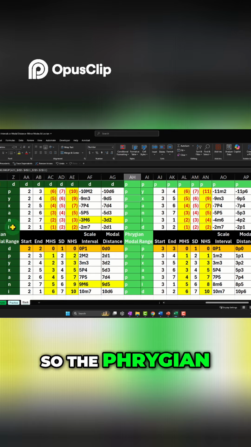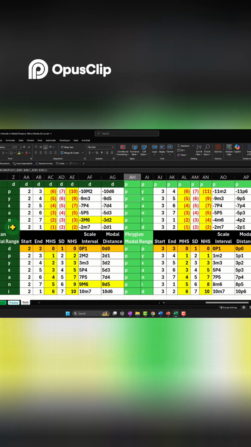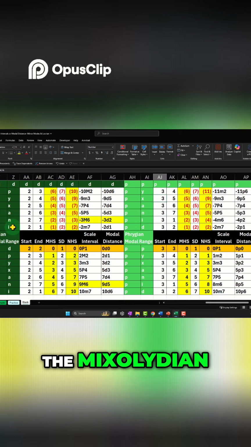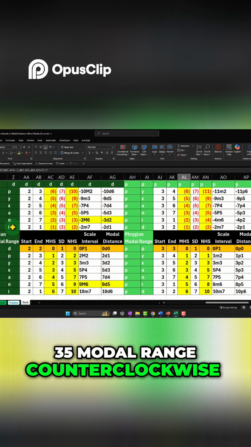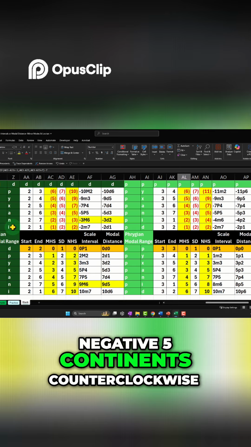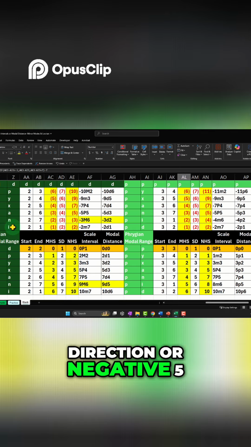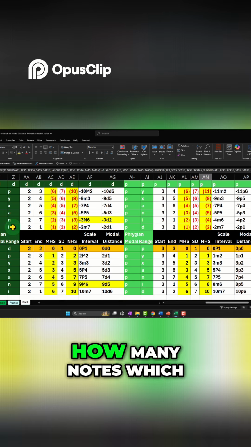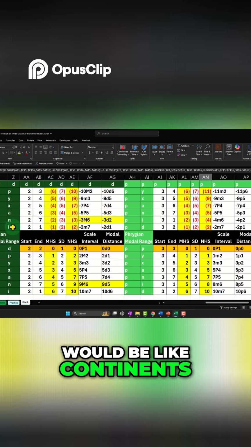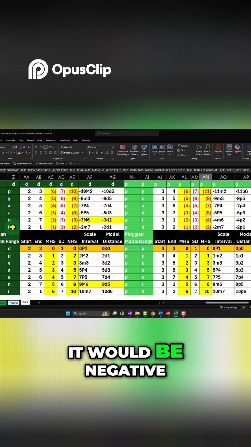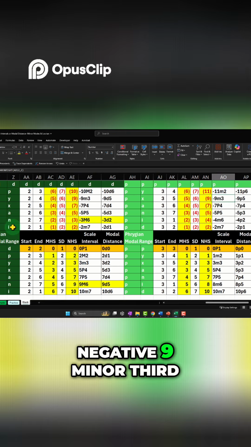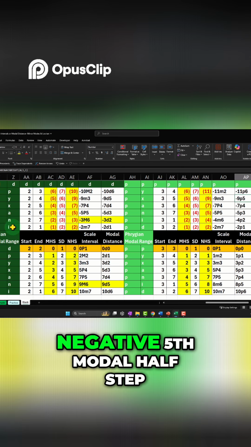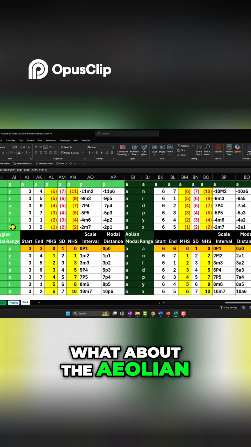So the Phrygian, if I go 5 continents in the counterclockwise direction, would land me on the Mixolydian. That would be a 3-5 modal range counterclockwise, -5 continents counterclockwise, or -5 modal half steps, which would be the -6 scale degree. If we had negative scale degrees, how many notes, which would be like continents and oceans counterclockwise? It would be -9 notes, -9 minor third, which I'd rather call a -9 from the Phrygian node, -5th modal half step. What about the Aeolian?